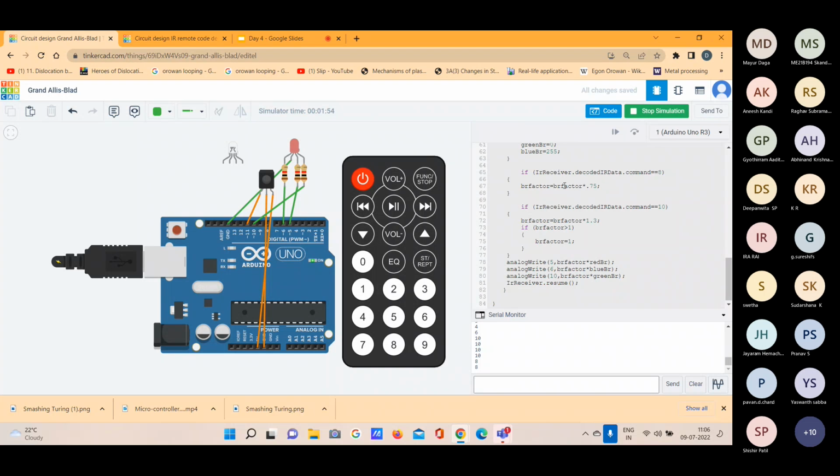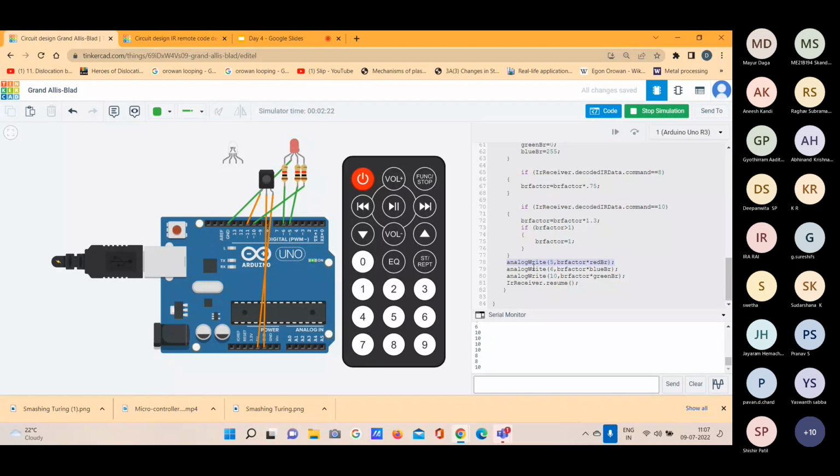We'll use this brightness factor here. If I use increase, that is if I get 10, then it will increase the brightness factor by multiplying it by 1.3, and if it goes greater than 1, then the brightness factor will be kept at 1. So now why do we use the analogWrite function here?